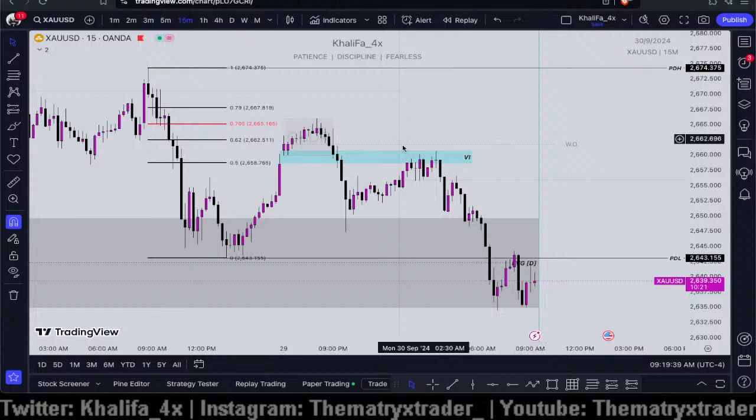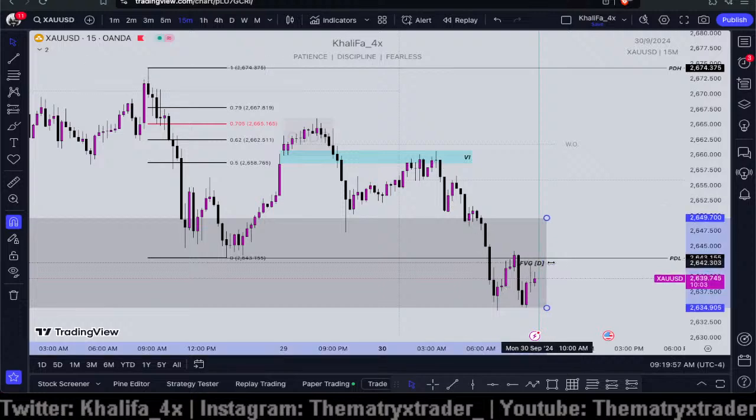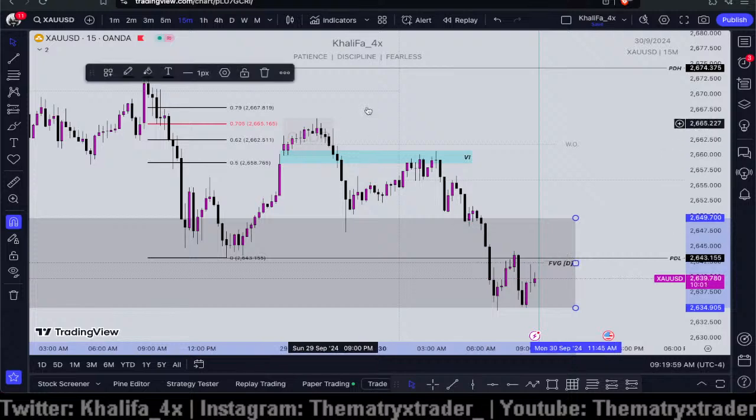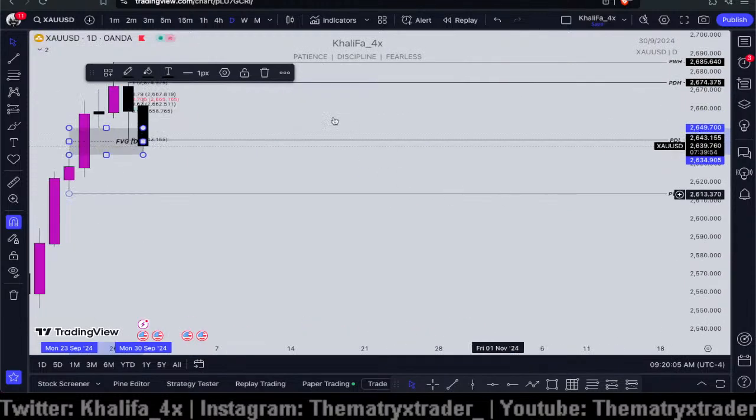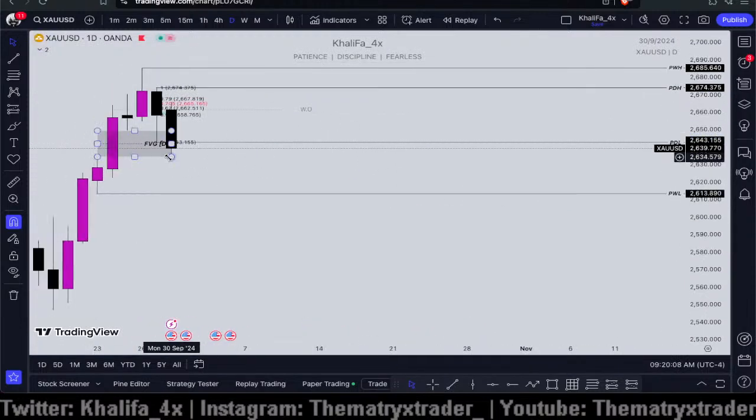You see how we took an entry from this 0.705 retracement level, that's the sweetest part, and it goes below, came back again to the volume imbalance and goes short there as well, and closes the whole bodies in this daily fair value gap. This is the daily fair value gap we have.